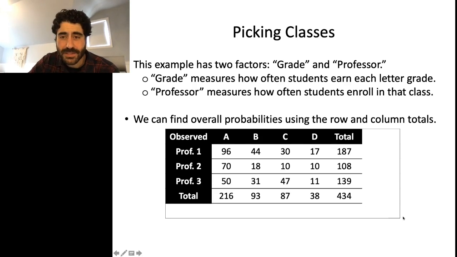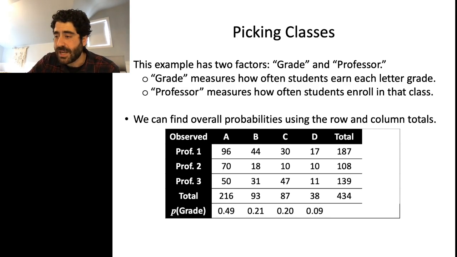So to figure out this null hypothesis, we're going to need to figure out the probabilities of each of our grades and the probabilities of being in each professor's class. And we can do this pretty easily by just looking at these overall totals. So there are 434 students total, 216 of them got an A. And so what that tells us is that overall 49% of the students got A's, just 216 divided by 434. So here's our distribution of grades. And you can see these numbers sum up to 1. It's telling us how our students are distributed across grades, and this is ignoring which class they're in. We can also do this across the rows.